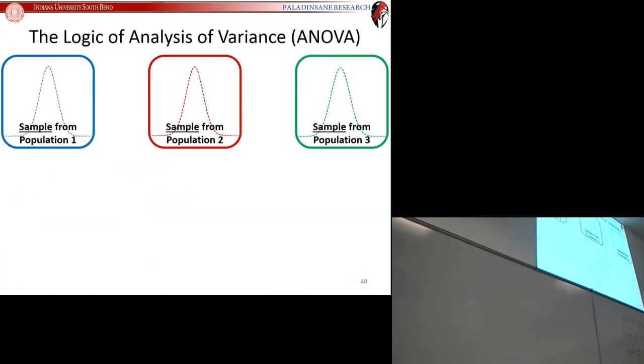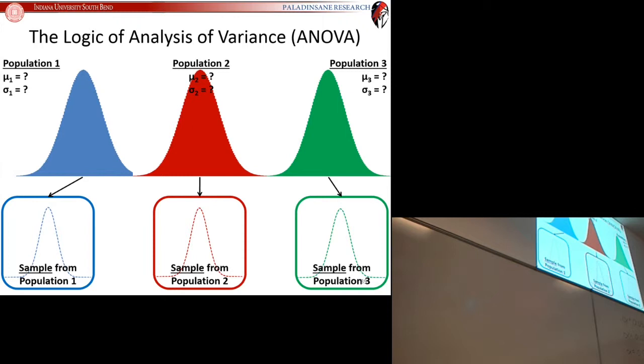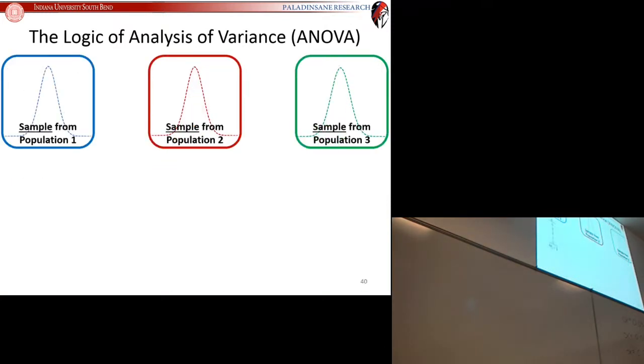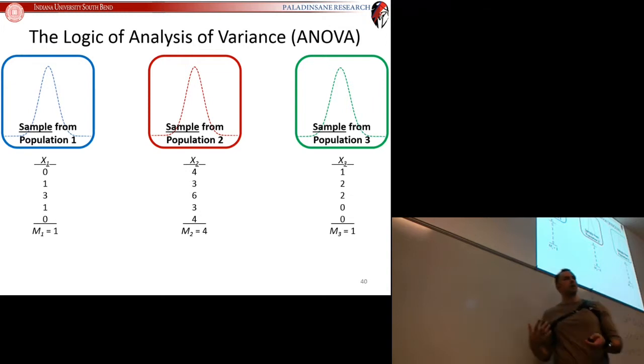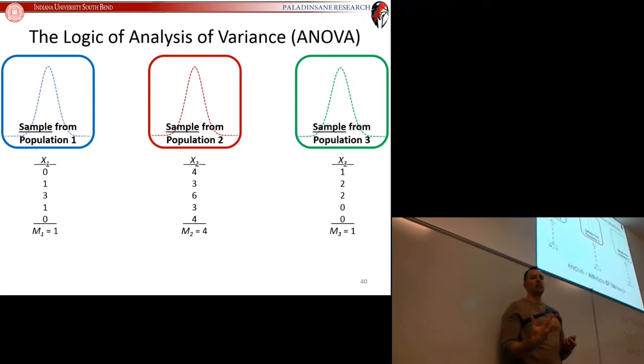So let's say that we have these samples, 3 samples from 3 different populations. So this is one factor with 3 different levels. And we have the following scores. In sample 1, we tested our subjects and they got scores of 0, 1, 3, 1, 0. In sample 2, they got scores of 4, 3, 6, 3, 4. And in sample 3, they got scores of 1, 2, 2, 0, 0. So sample 1 has a mean of 1, sample 2 has a mean of 4, and sample 3 has a mean of 1. In this experiment, there is variability between the scores.